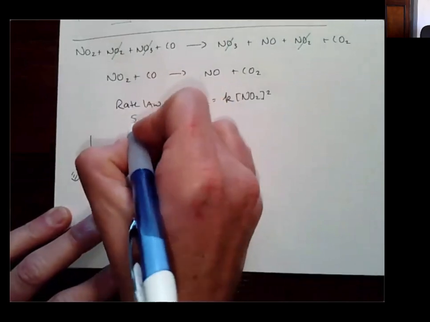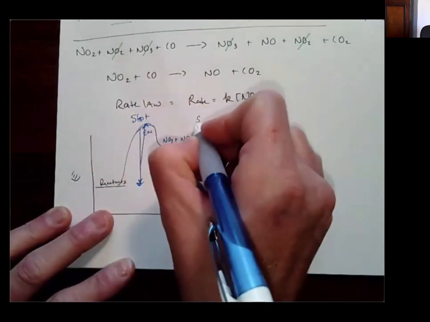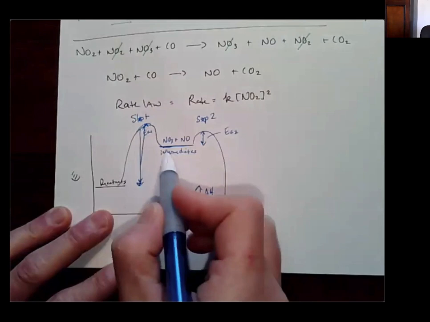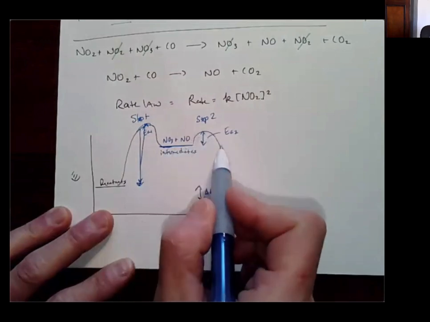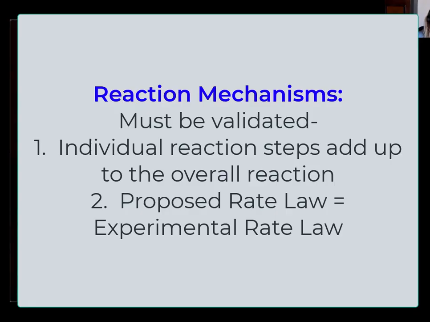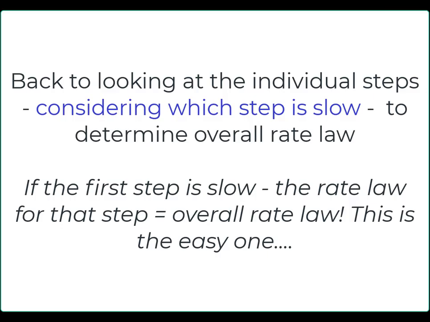So this is step 1, reaction 1. This is step 2, reaction 2. My second reaction is going to go much faster because the activation energy is much lower. So if I propose this reaction mechanism, it has to be valid. So for any proposed reaction mechanism, you have to be able to validate it. And the 2 ways that you can validate it is the sum of your individual reactions equal the overall reaction, and that the rate law predicted equal the experimental rate law. So it's consistent with the observations that you have.